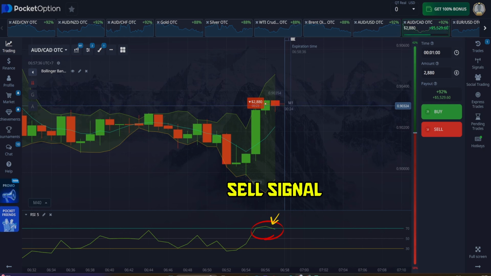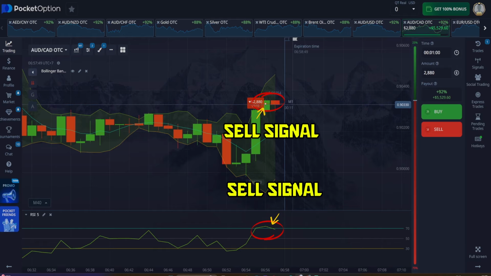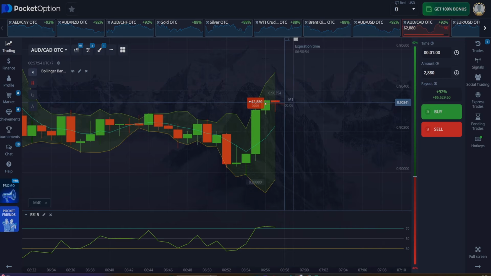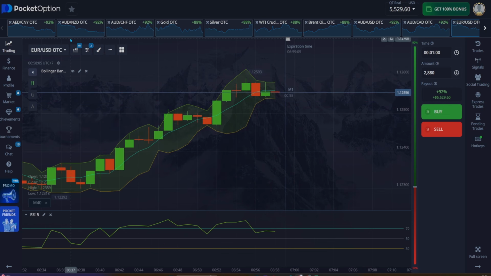overbought condition. When RSI crosses above this threshold, it often triggers selling pressure as many traders begin to take their profits. So the combination of the candle touching the upper band and RSI showing overbought provides a very strong confirmation for a sell entry. Now let's take a look at the result. Okay, profit. The price moved down exactly as we expected, confirming that this setup works effectively when both indicators align.